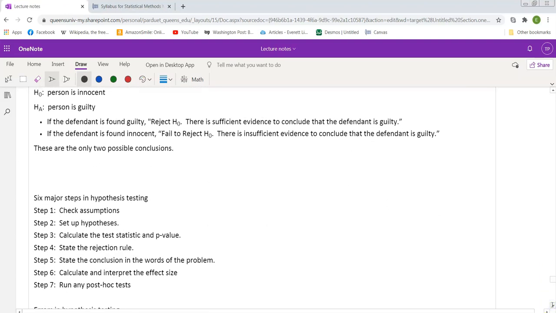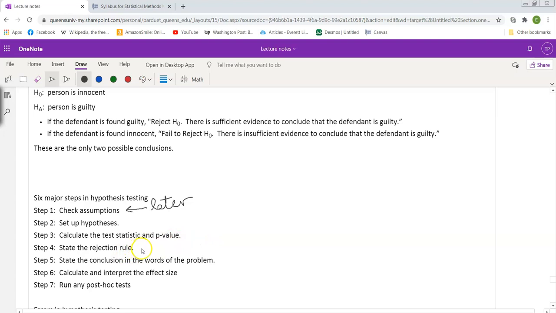Hypothesis testing has really 6 major steps. And we're not going to focus on all of them today. Step 1 is going to be for later. Today we're just going to set up hypotheses. We're going to calculate the test statistic and p-value. The test statistic and p-value in the criminal justice analogy are the evidence.